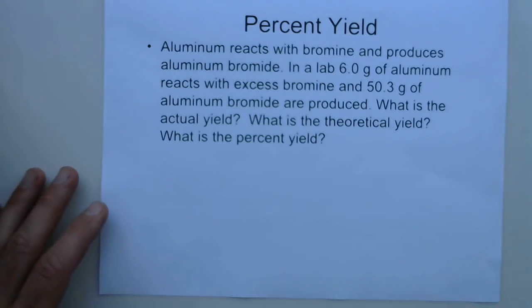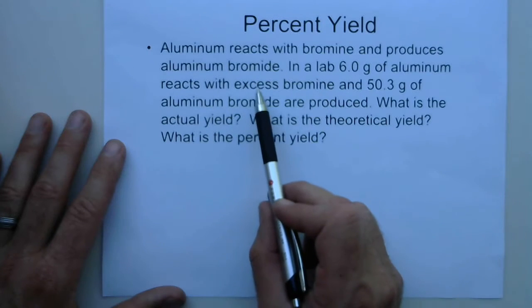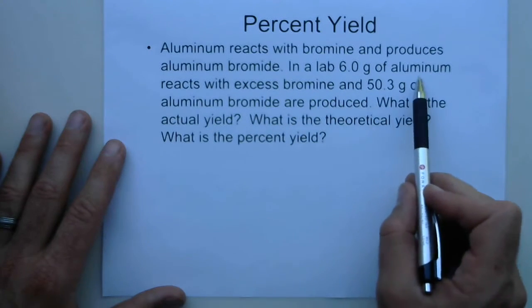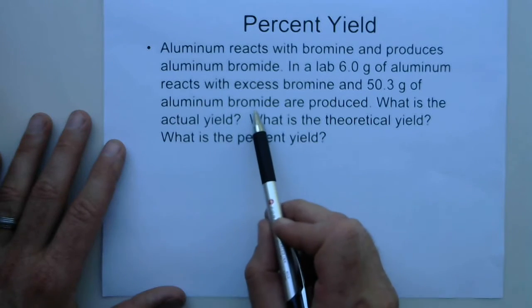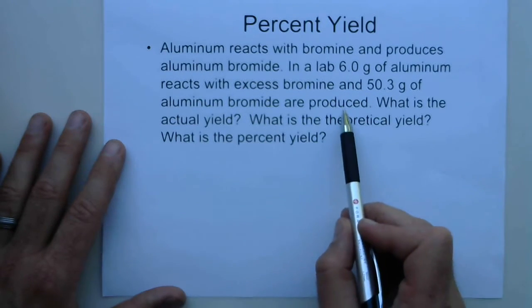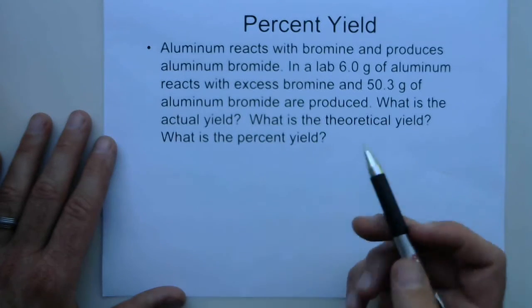All right, so here's an example. Aluminum reacts with bromine and produces aluminum bromide. In a lab, 6 grams of aluminum react with excess bromine, and 50.3 grams of aluminum bromide are produced. What is the actual yield? What is the theoretical yield? And what is the percent yield?